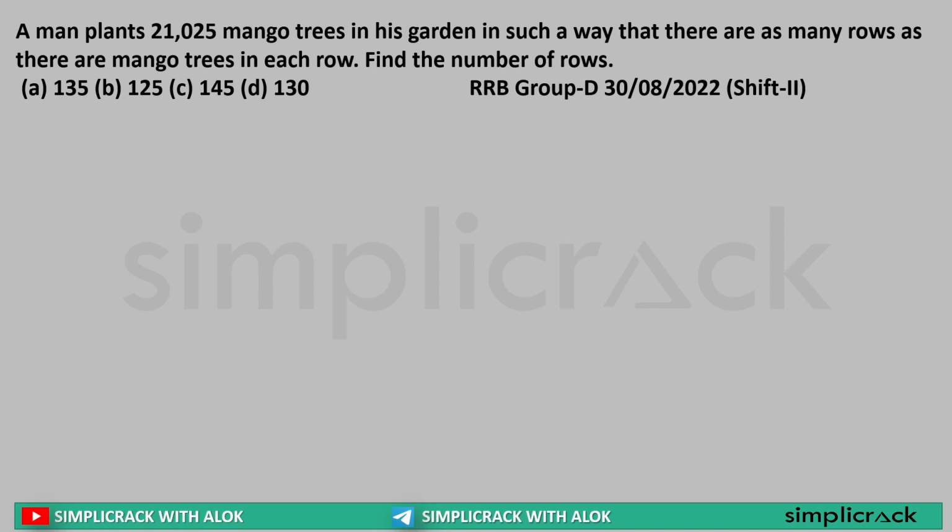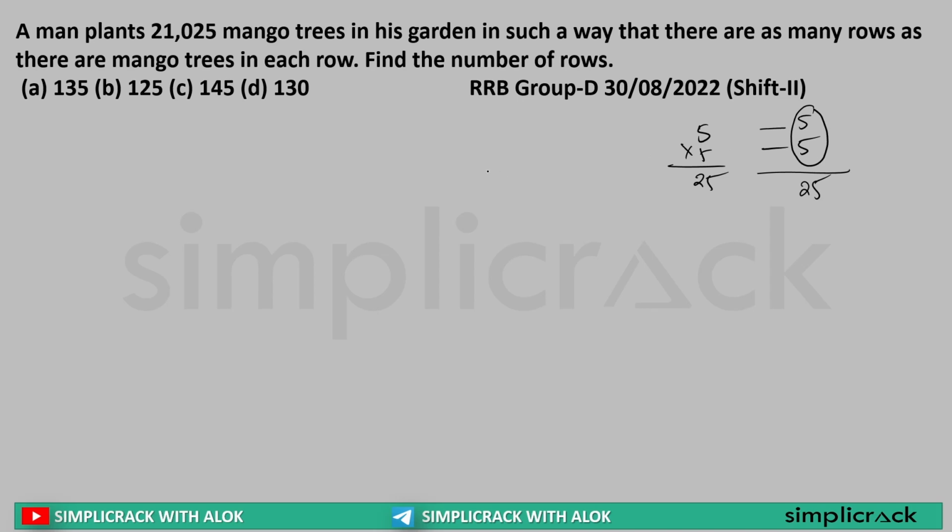Next. A man plants 21025 mango trees in his garden in such a way that there are as many rows as there are mango trees in each row. Now remember this fact. If you are multiplying, for example, 5 into 5, you will always get 25, right? So if you square any two-digit number ending in 5, the last two digits will always be 25.